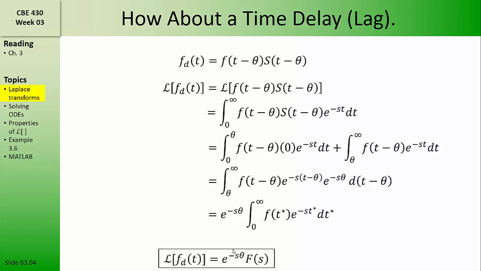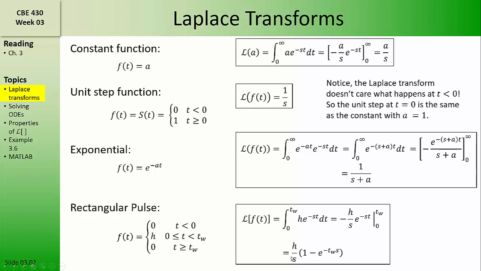Let's go back now and revisit our rectangular pulse function. Remember, we found that the Laplace transform of the rectangular pulse function was h over s times 1 minus e to the minus tw s. H over s is the Laplace transform of a step of magnitude h, and minus h over s is the Laplace transform of a step with the same magnitude but opposite sign.